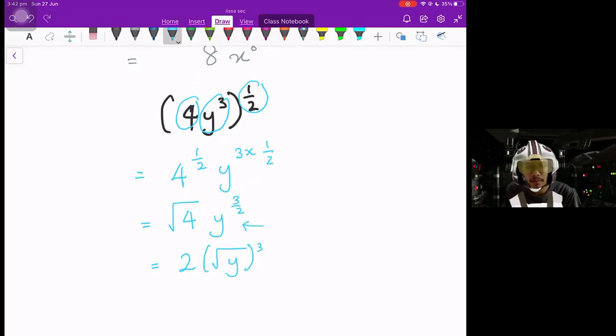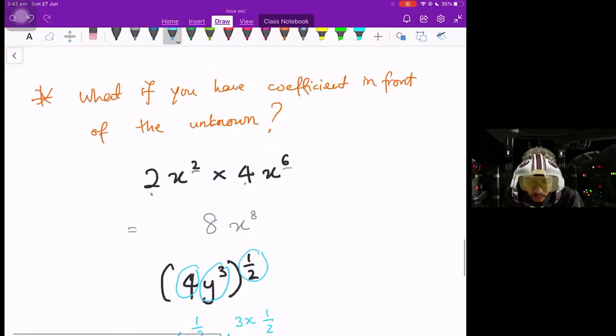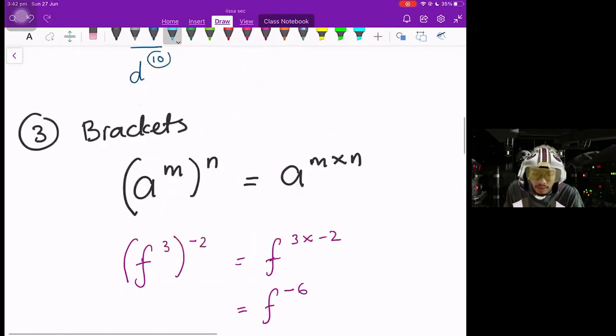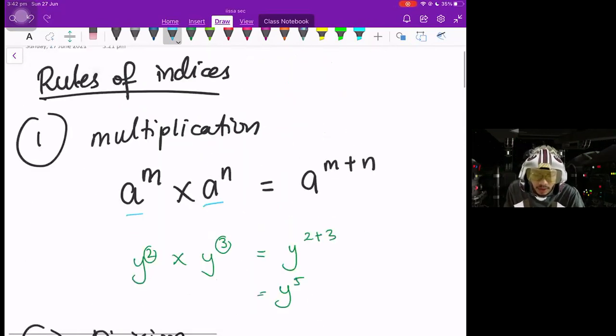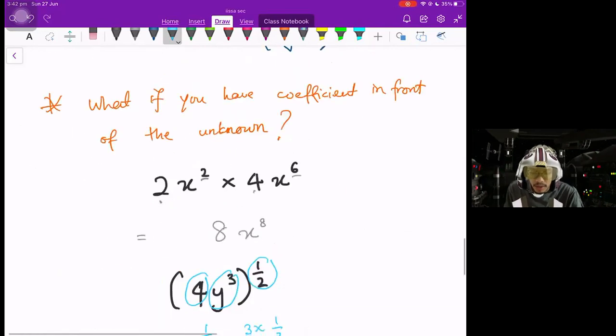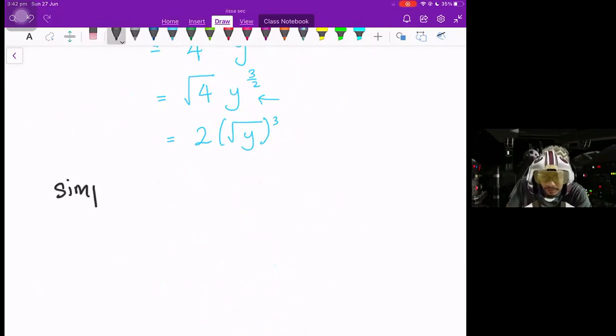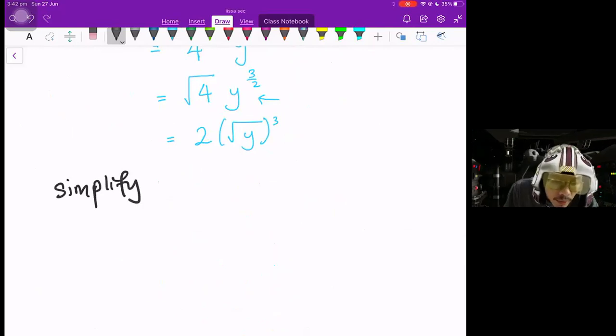Now, the hard part, not that hard, but you need to know which rule to use. Remember, we have the fractional indices rule, negative index, zero index, brackets, division, and also multiplication. Now, I'll give you an example. What if you have something a bit complicated? Let's say they ask you to simplify. Let's do one example from the book.